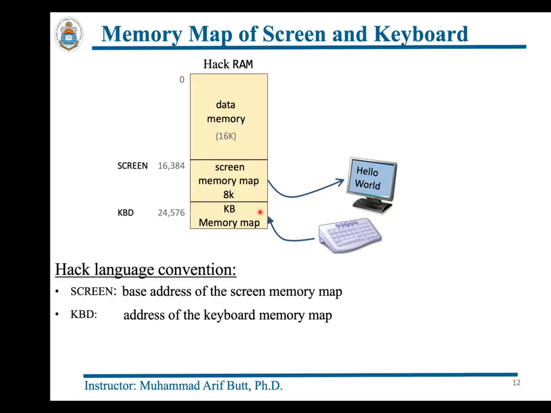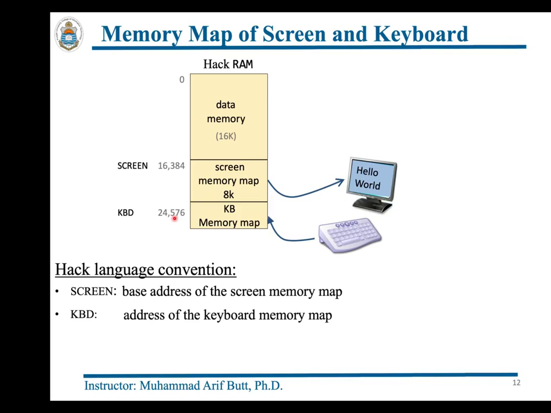It is shown over here as well, and here is the memory mapping. This is the overall Hack RAM chip. This is a RAM chip of 32K words, and the initial 16K words, up to address 16383, are for data or general purpose usage. Then we have the screen memory map of 8K words, and you can see the base address of this screen memory map is 16384. Then we have the keyboard memory map, which is just a 16-bit register at the address 24576.